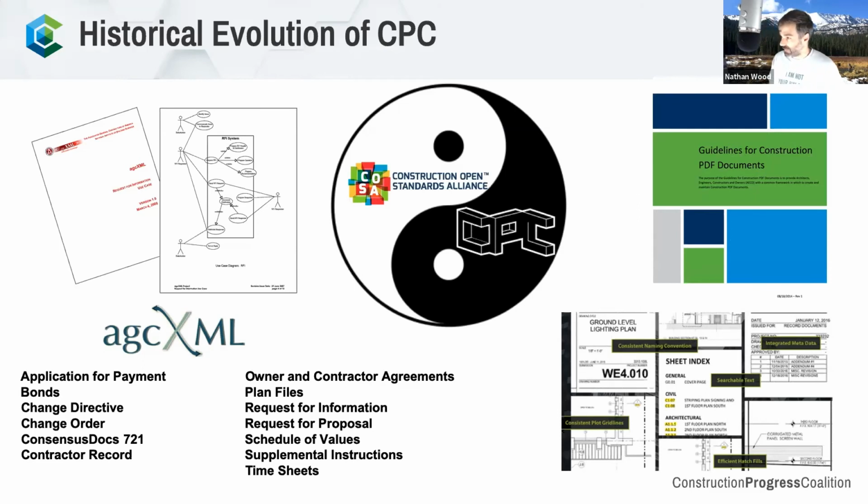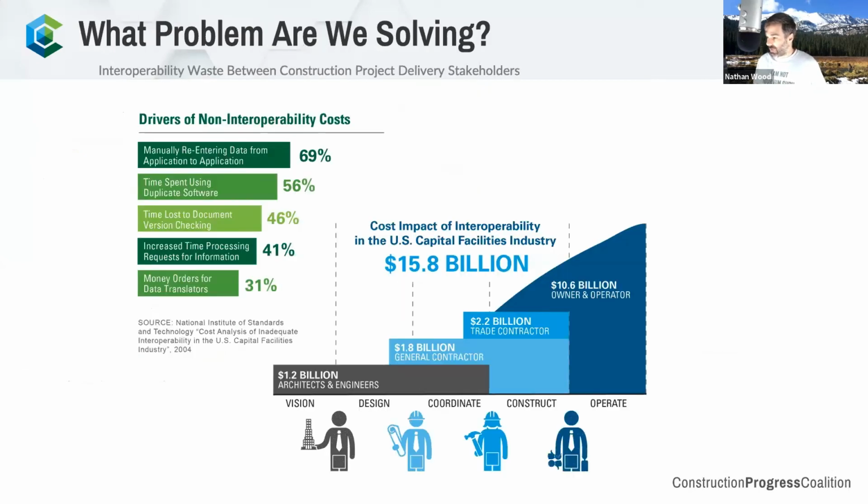But I'll be the first to admit that they haven't, especially on the AEC XML side, gained a ton of industry adoption. And that has been showing in our challenges, and what folks are talking about as far as what they're trying to solve is really this interoperability breakdown, this manual re-entering of data from application to application, and time spent using duplicate software because the architect has to use their tool and the contractor has to use their tool and the owner has to use their tool. And so we all have different platforms that need to talk to one another. And every time we're doing that duplicate entry, that's totaling at least $15.8 billion in waste.